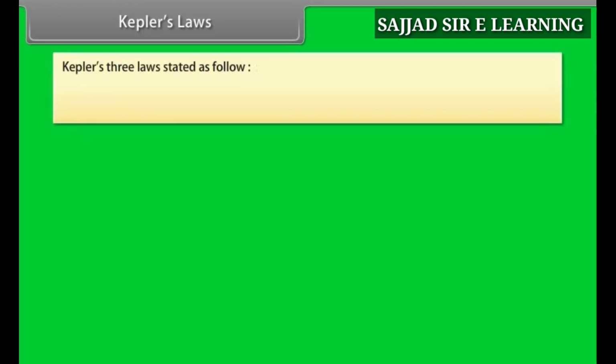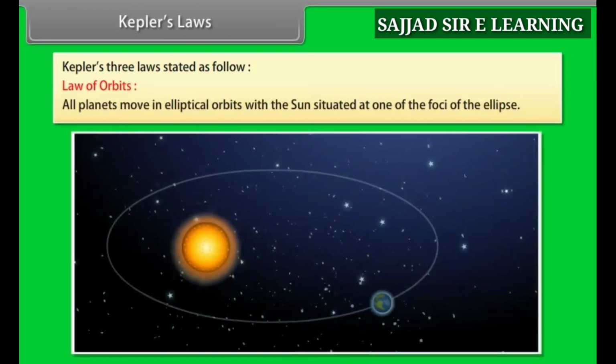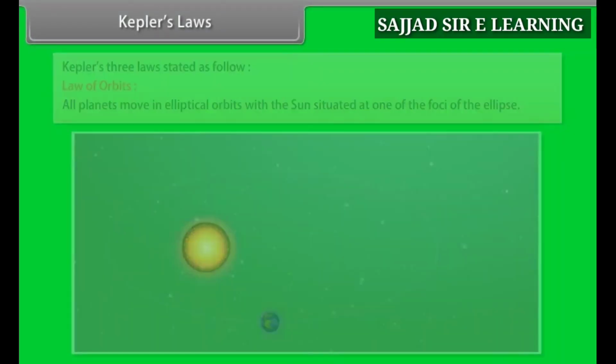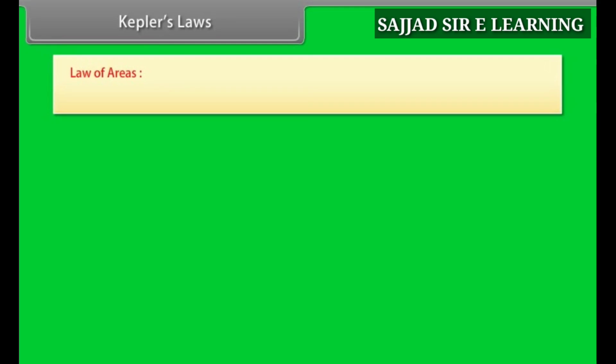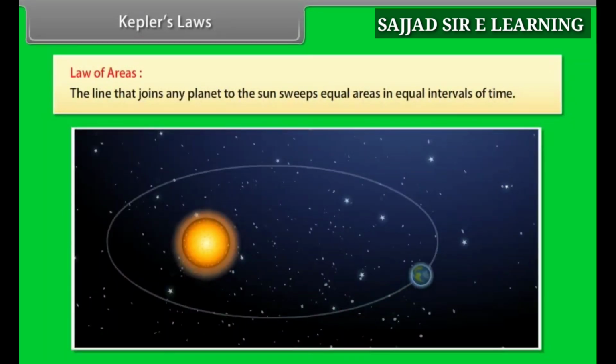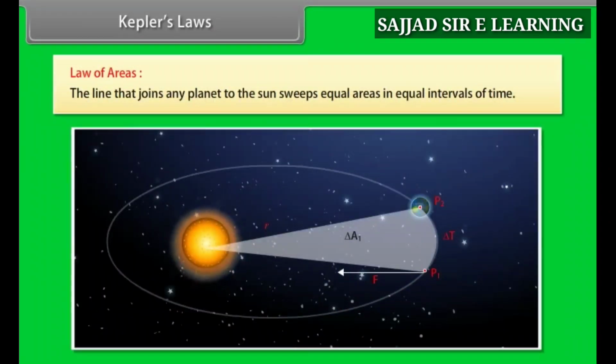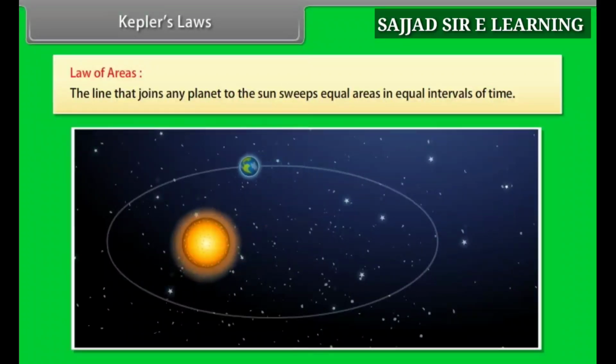Kepler's law. Kepler gives three laws. They are stated as: Law of orbit. All planets move in elliptical orbits with the Sun situated at one of the foci of the ellipse. Law of areas. The line that joins any planet to the Sun sweeps equal areas in equal interval of time.